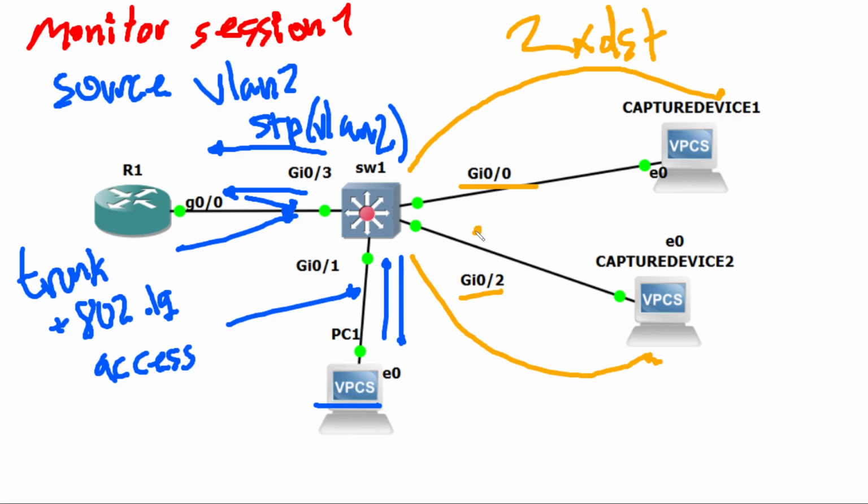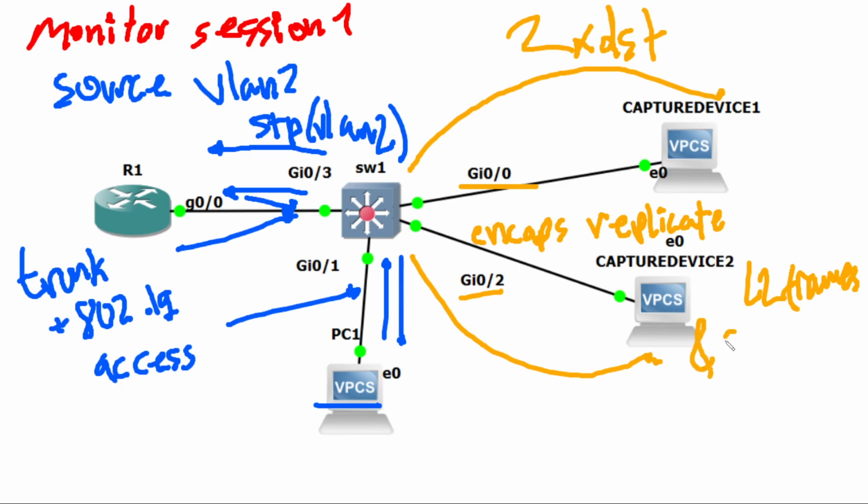We are going to enable encapsulation replicate because we want to copy also layer 2 frames, for instance the Spanning Tree Protocol frames that belong to VLAN 2, and we want to see the 802.1Q tags that are traveling through the trunk. So let's go to the lab.